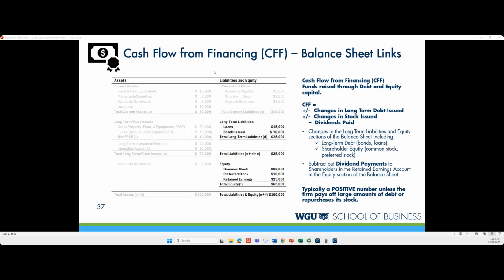Okay, so talking about our cash flow from financing here. It only involves long-term liabilities and equity accounts on the balance sheet, just this lower right-hand section. We're going to be taking any changes to these accounts, and we're also going to subtract out our dividend payments. Now, this number that results is typically a positive number unless the firm has made a large repayment of debt or has repurchased a large number of shares of stock.